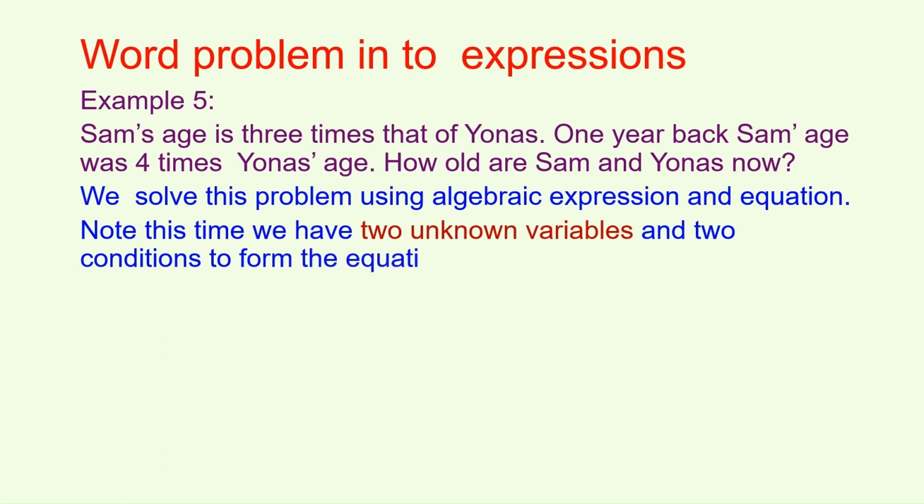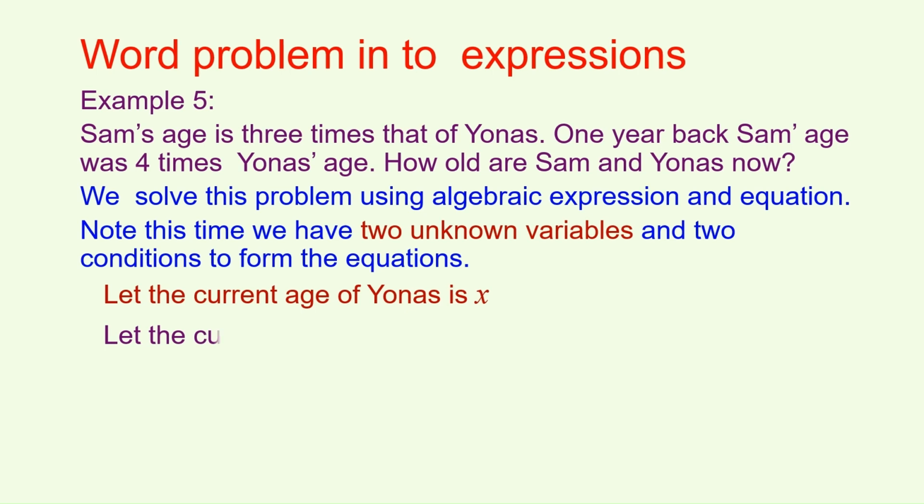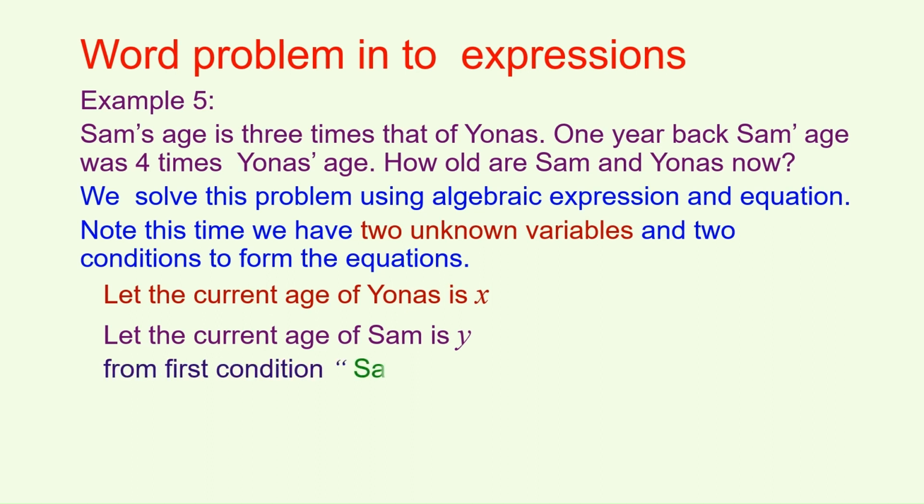We solve this problem using algebraic expressions. Note, this time we have 2 unknown variables and 2 conditions to form the equations. Let the current age of Yona be x. Let the current age of Sam be y.